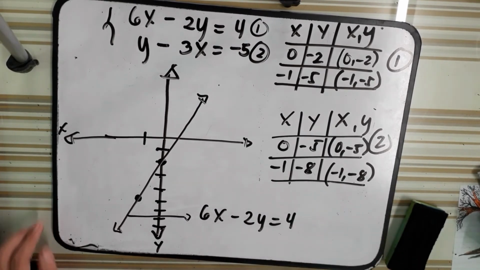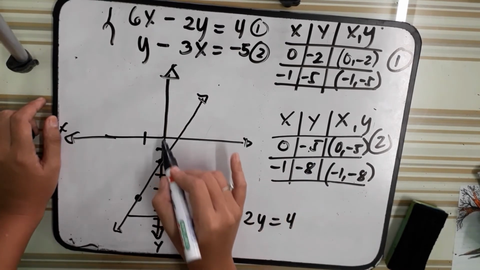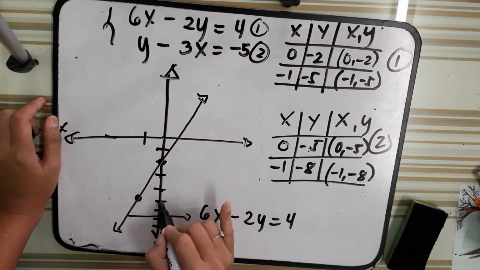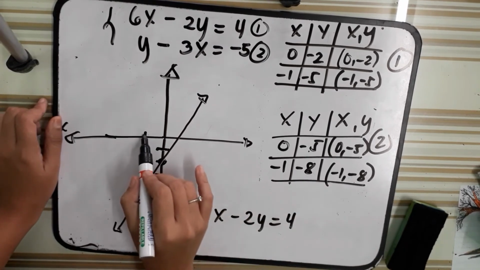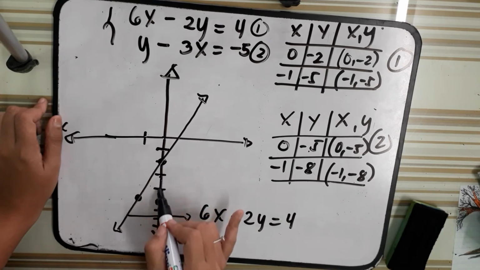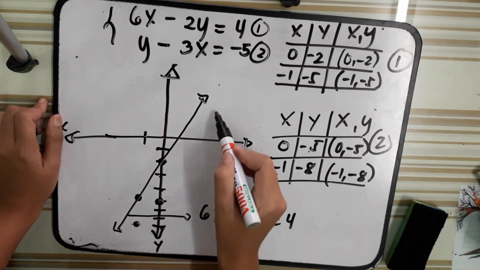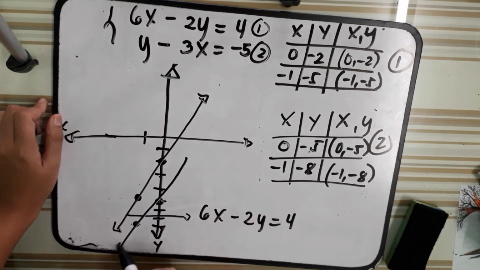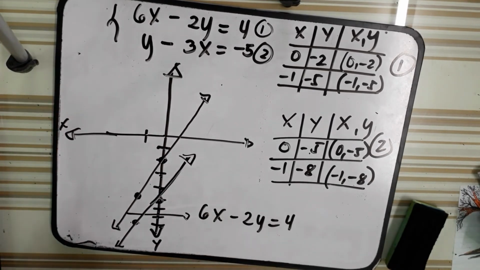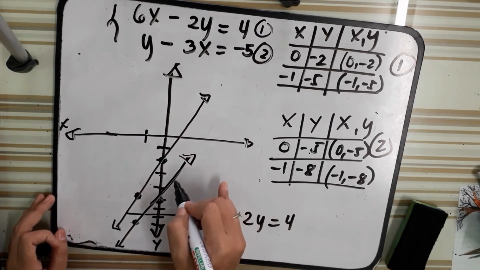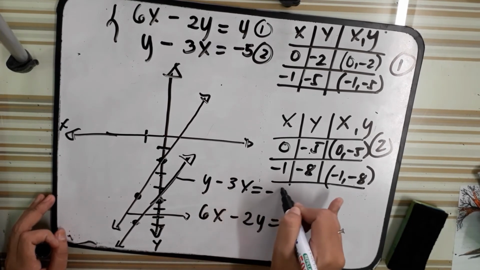Now, let's move on with our second equation. So, meron tayo ditong 0, negative 5. So, andito si 0, si negative 5 ay nasa baba. 1, 2, 3, 4, 5. So, ito siya. Then, we have negative 1 and negative 8. So, ito si negative 1, si negative 8 ay nasa baba. 1, 2, 3, 4, 5, 6, 7, 8. So, nandito siya. Ngayon, pwede na natin siya i-graph. So, ayun. Ayan. Kung mapapansin natin, walang point of intersection ang ating graph. So, ito yung graph ng ating second equation na y minus 3x is equal to negative 5.